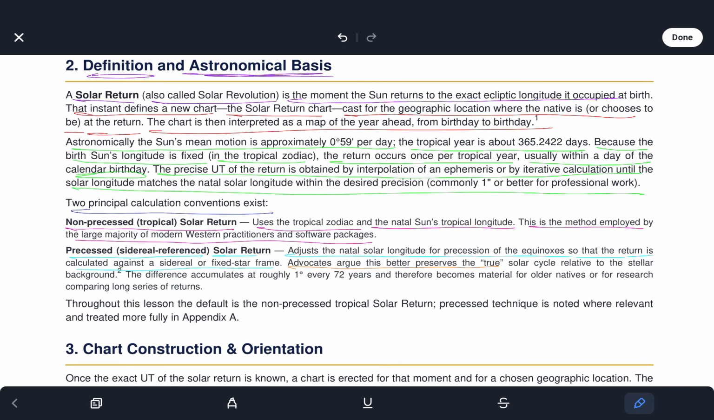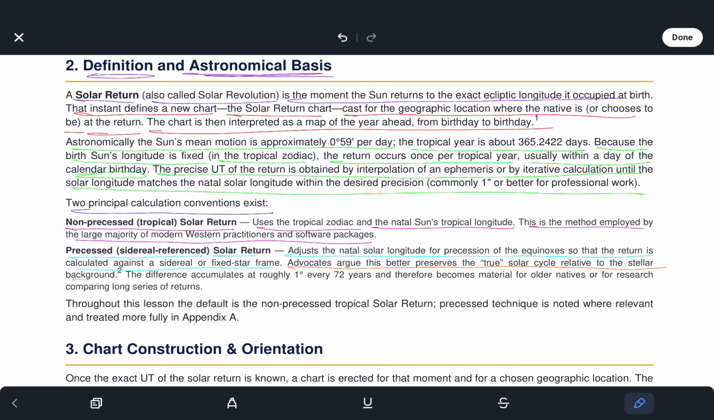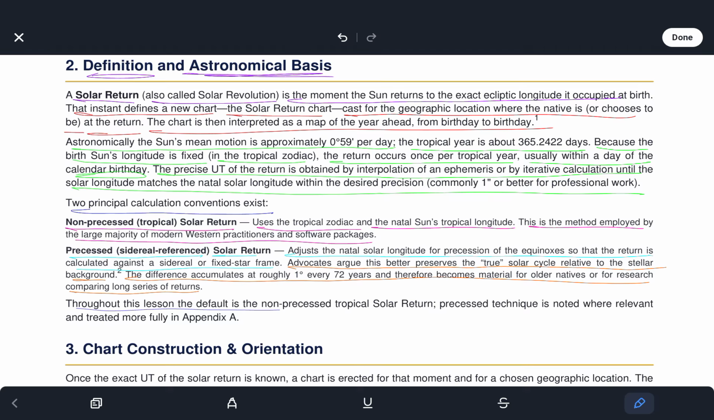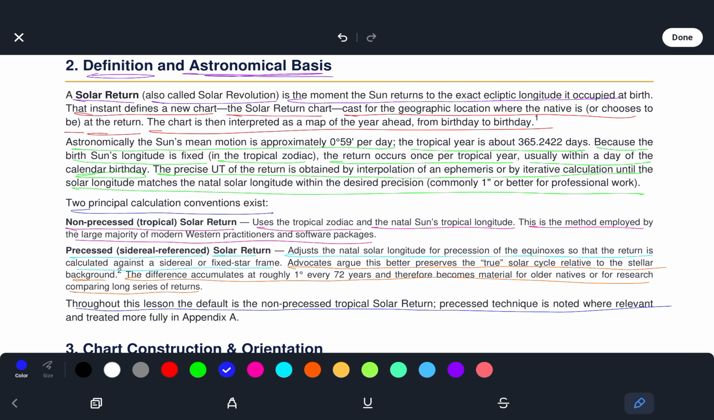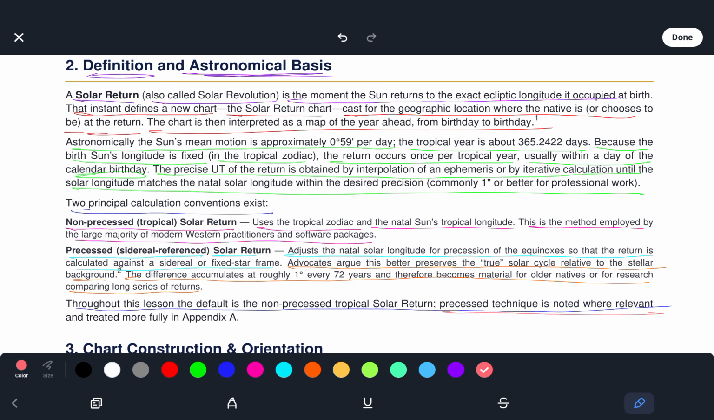Advocates argue that this better preserves the true solar cycle relative to the stellar background. The difference accumulates at roughly 1 degree every 72 years and therefore becomes material for older natives or for research comparing long series of returns. Throughout this lesson, the default is the non-precessed tropical solar return. Precessed technique is noted where relevant and treated more fully in Appendix A, so stay tuned.